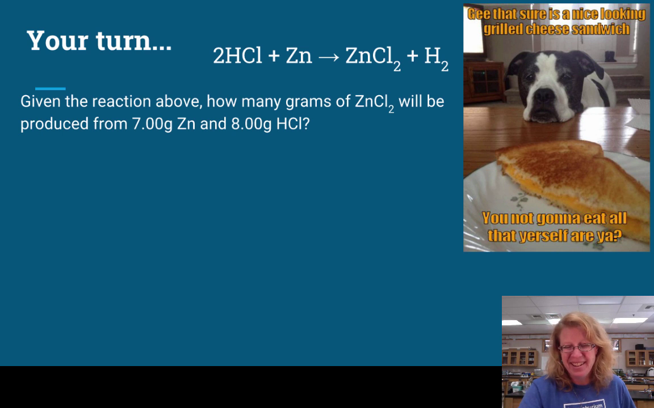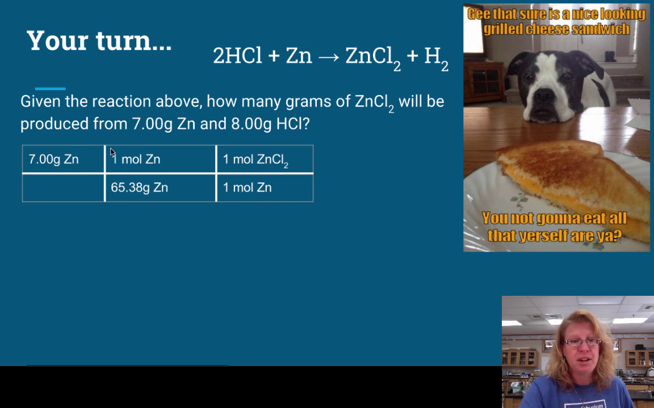You ready? Okay. So here's the worked out answer. Here's my first problem. I'm starting with zinc because this is one of the ones that was given to me. And the question here asks about zinc chloride. So I'm going from zinc to zinc chloride. With this one, I'm starting at zinc and my last unit has to have zinc chloride in it because that's just what this particular problem asked about.